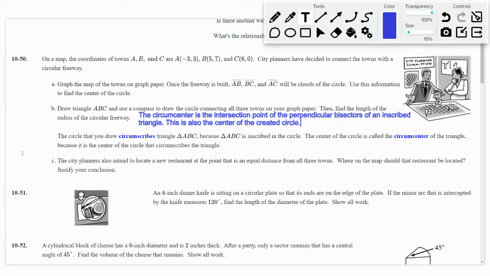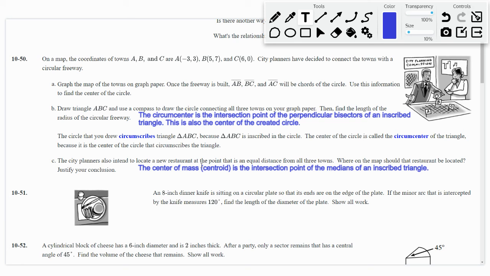Okay. Part C, when we did the medians, this is what we call the center of mass, or the centroid. Specifically, this is the intersection point of all of the medians of an inscribed triangle. We're not going to really see this one in this chapter, probably in a future chapter. I believe it's chapter 11. So we don't have to worry about that right now. But that will be helpful to know in the future.